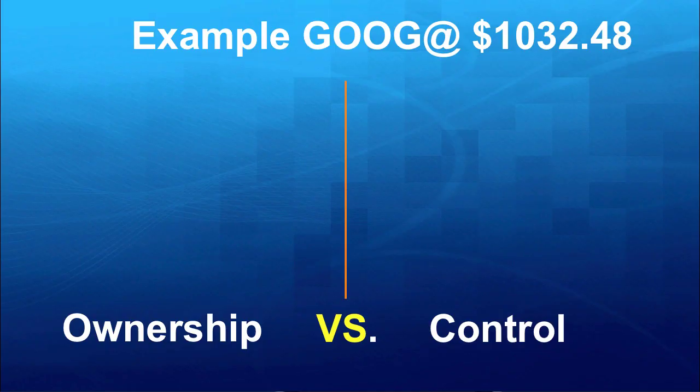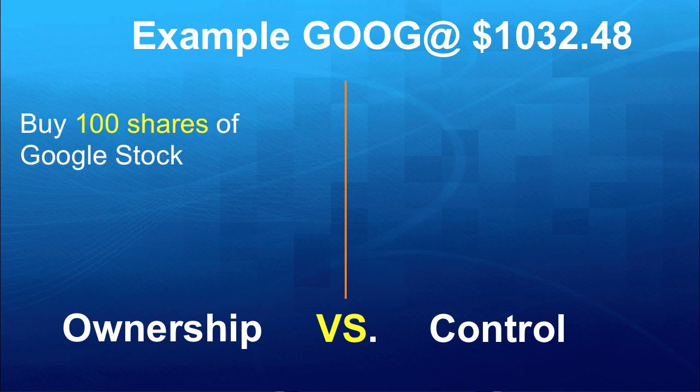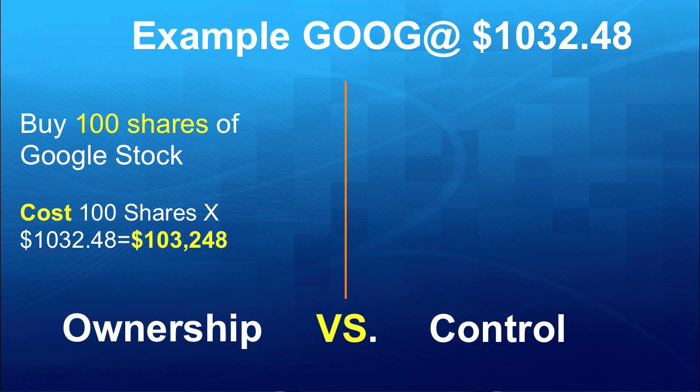All right. So Google at $1,032.48. To even really make an impact on your account, you need about 100 shares of any stock to make any real kind of money. So let's just say you buy 100 shares of Google stock. So 100 shares at $1,032.48 per share. That's going to cost you $103,248, right?